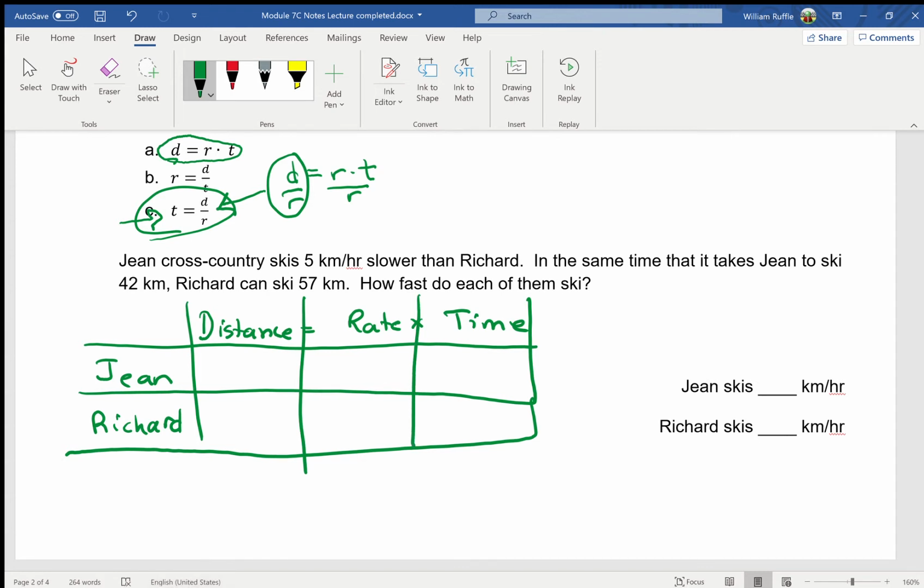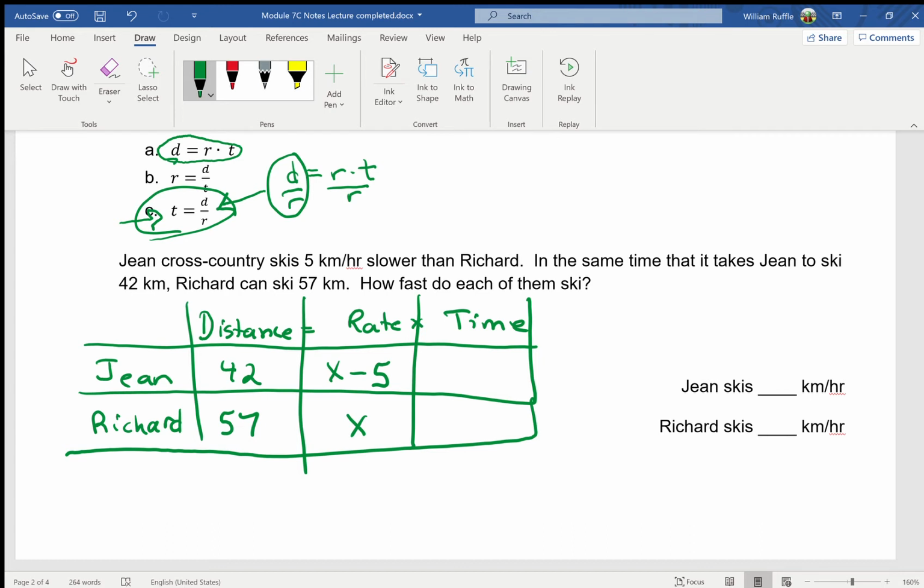Now, Jean cross-country skis 5 kilometers slower than Richard. Okay, so Jean is the slower skier. So Richard does X. Jean is 5 kilometers per hour slower, X minus 5. So now it says in the same time, it takes Jean to ski 42. Okay, well, Jean's distance is 42. Richard can ski 57.